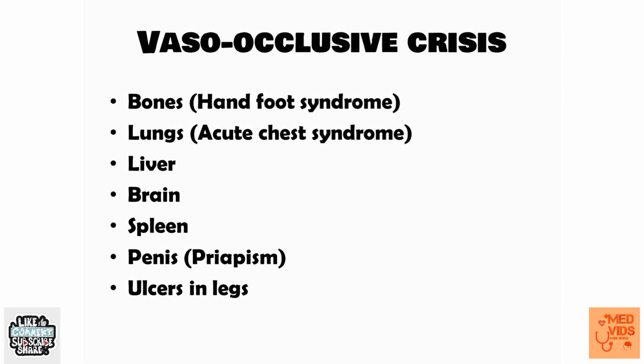And it can affect the liver and cause infarction in the liver. It can affect the brain and can even cause stroke. It can affect the spleen and cause various manifestations like the things which I've explained already. And it can affect the penis in males, leading to priapism, which is painful erection. And in adults, one of the common things which can happen is that it can cause non-healing chronic ulcers over the extremities, especially over the legs. Okay, so these are some of the vaso-occlusive crises which happen in sickle cell anemia.